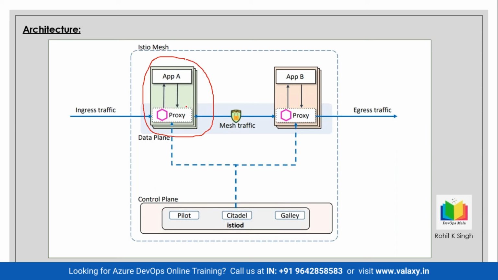This is the pod. This is the network proxy. This network proxy is known as Envoy proxy. This is again Envoy proxy. If you Google it, Envoy proxy itself is a tool. Now Istio has done a collaboration. Envoy proxy is a very well-known network proxy tool in the market right now. So what Istio does is integrate Envoy proxy into Istio itself.